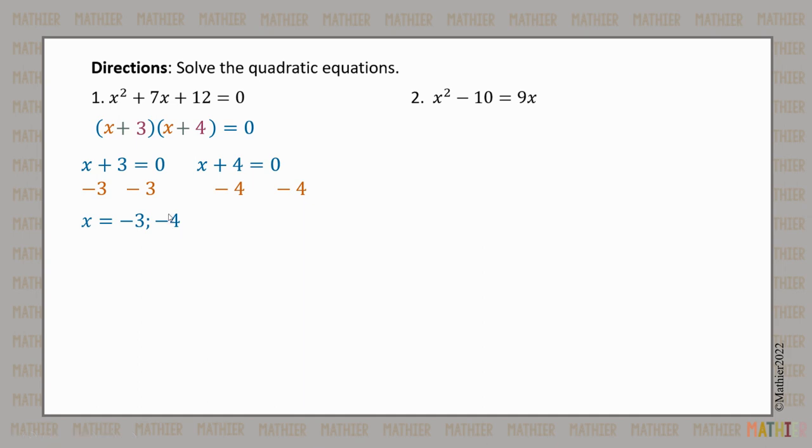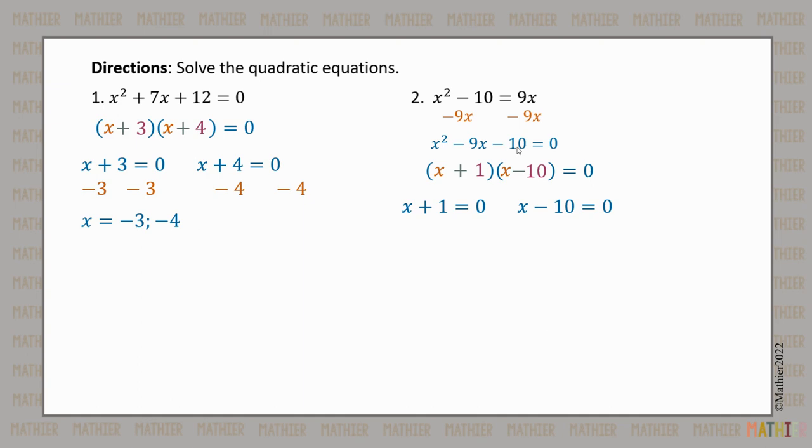Number 2 is not in standard form. So to get it in standard form, we want it to equal 0. So to get this to equal 0, I would subtract 9x from both sides. So now I'd have x squared minus 9x minus 10 equals 0. The leading coefficient is 1, so those are the easy ones to factor. I'm going to split up my x's. And then the last number is a negative 10. So to multiply to be negative, we know we have to have a plus and a minus. And what would multiply to negative 10 and add to negative 9? That would be plus 1 and minus 10. Set each factor equal to 0.